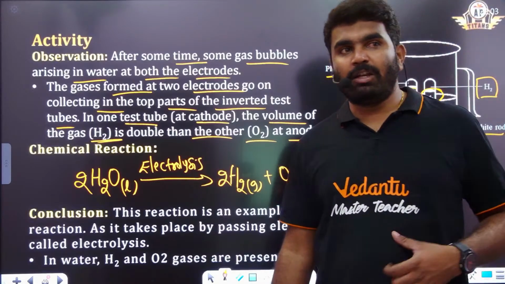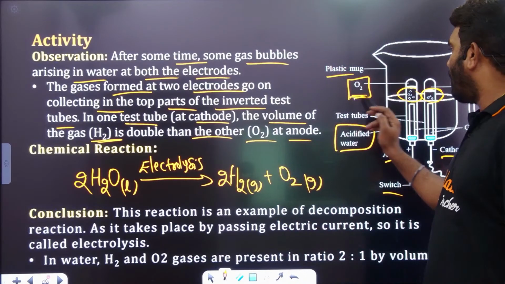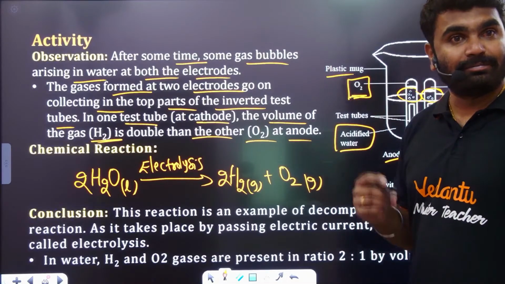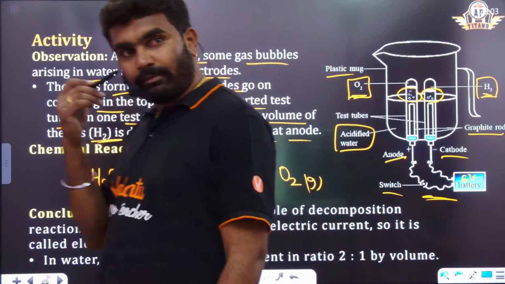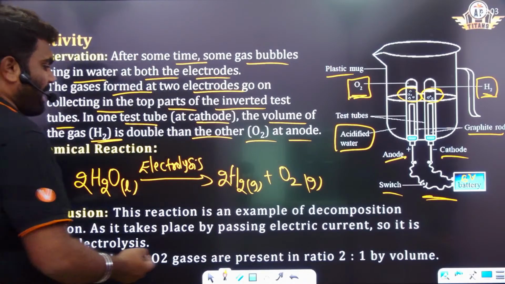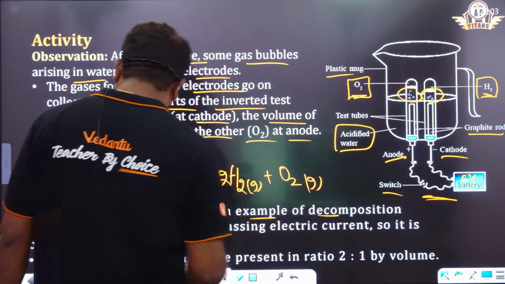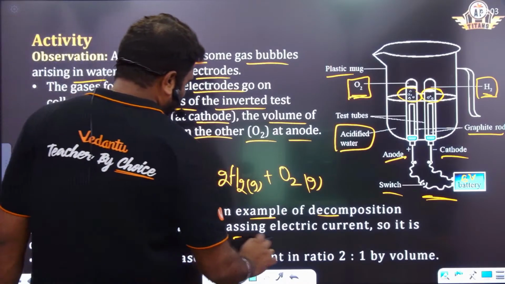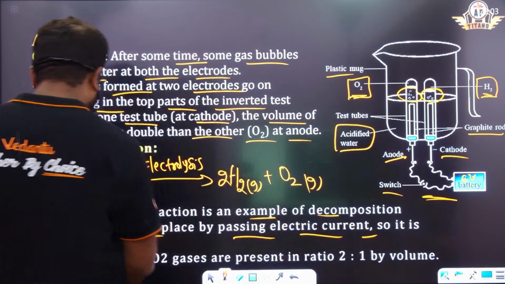Which gas is present in each test tube? Here I have already shown you oxygen gas and hydrogen gas. So this reaction is an example of a decomposition reaction, as it takes place by passing electric current. So it is called electrolysis.